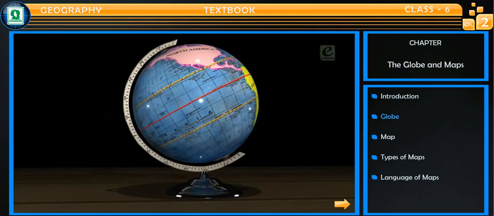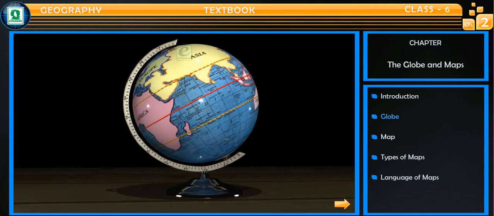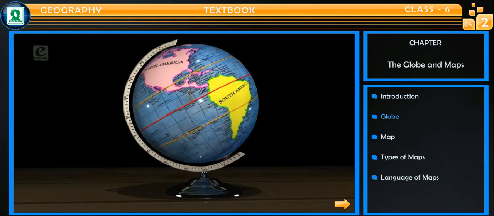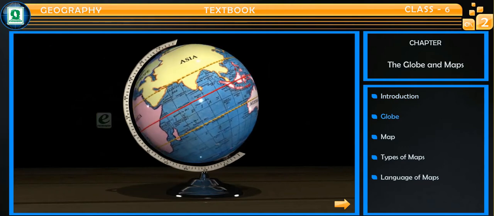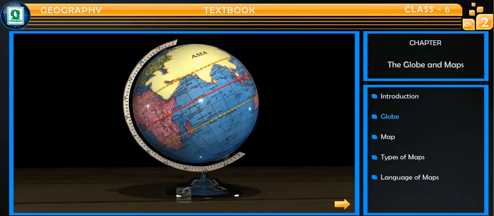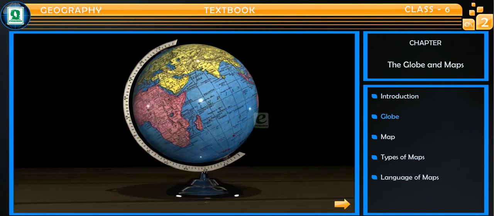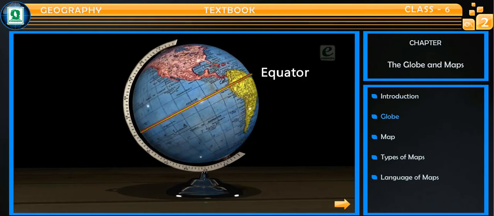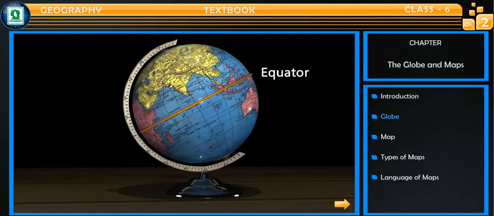Blue color on the globe shows the presence of water, and 7 large colored zones are land masses, which are called continents. Can you name the largest continent of the world? Yes, it is Asia, in which our country India lies. The horizontal line at the mid of the globe is called equator, which divides our Earth, and we can say a globe, in 2 equal parts.